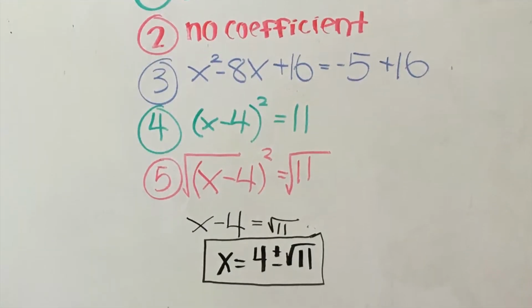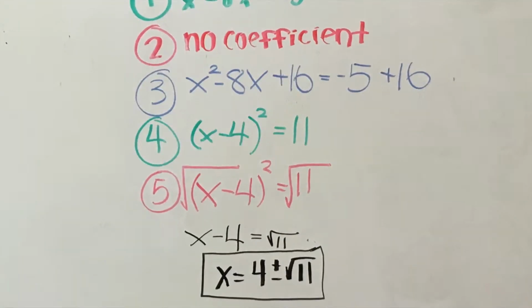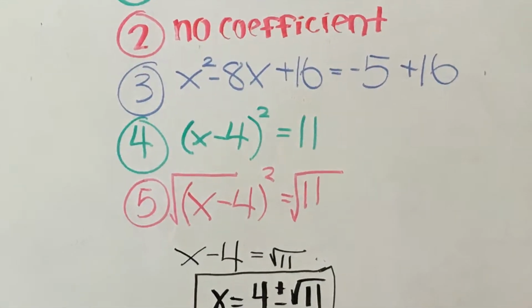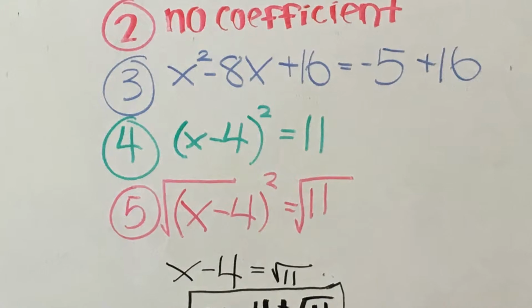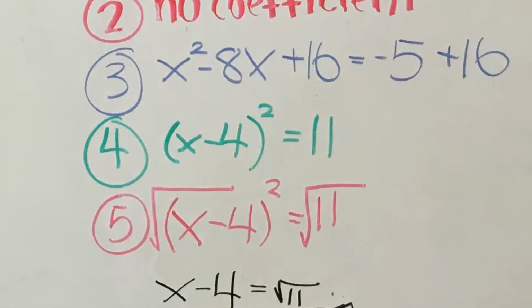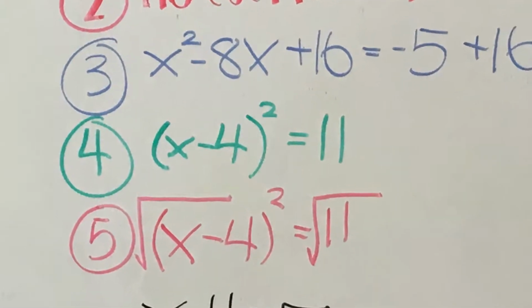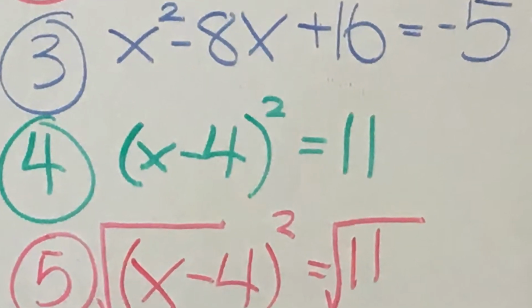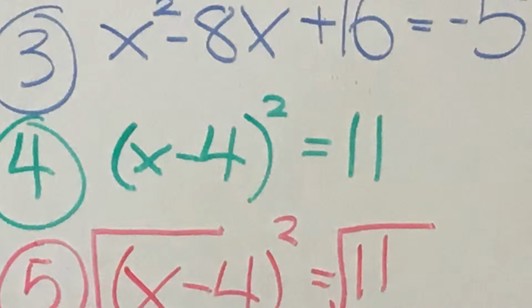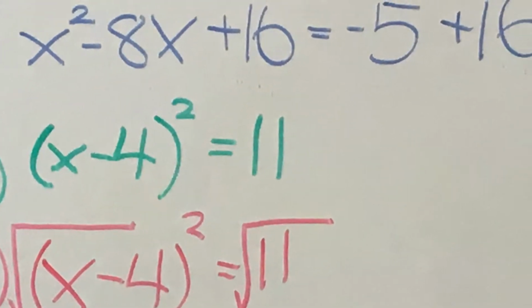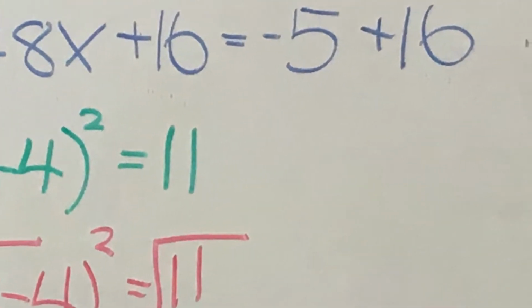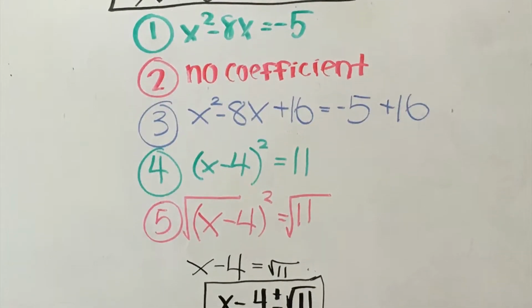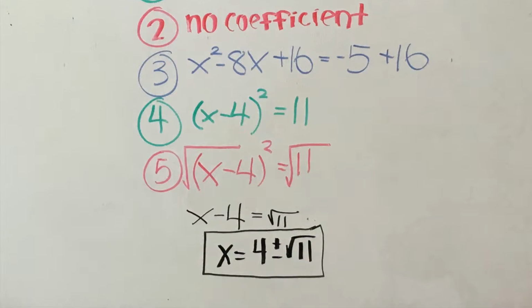Step 4 is to factor, so we'll draw a set of parentheses and we'll put x minus 4 squared in that equals 11. So we got the x minus 4 from pulling out an x and dividing the negative 8 by 2 to get negative 4, and we squared it all. If you notice, negative 4 squared equals positive 16, which is what was originally there, and negative 5 plus 16 is positive 11.